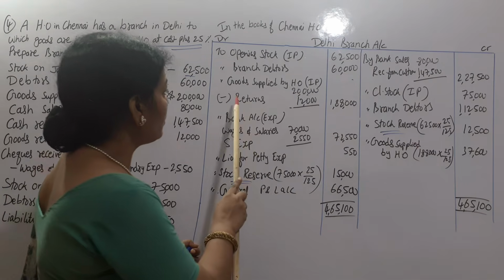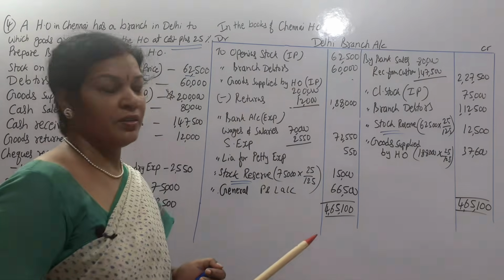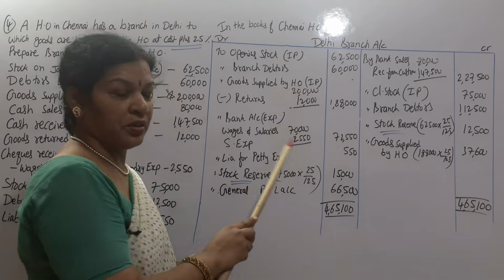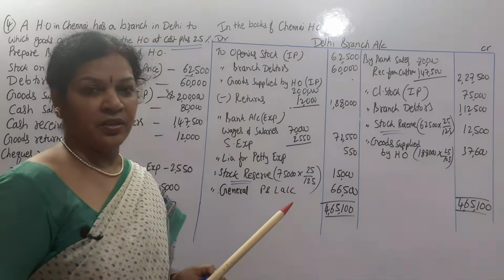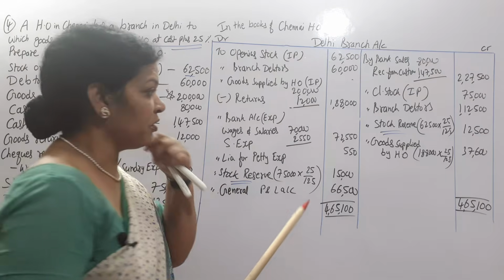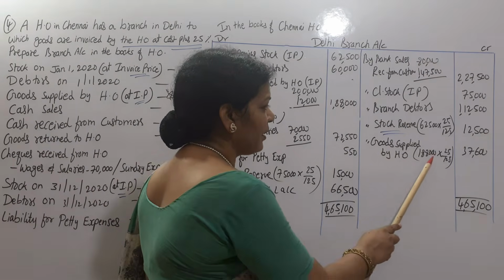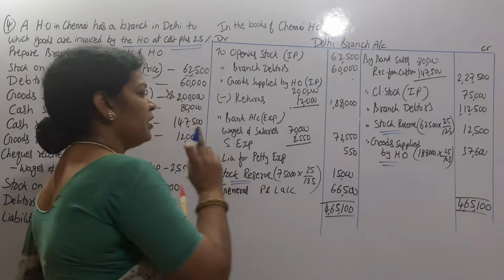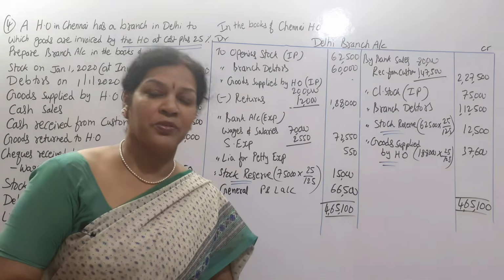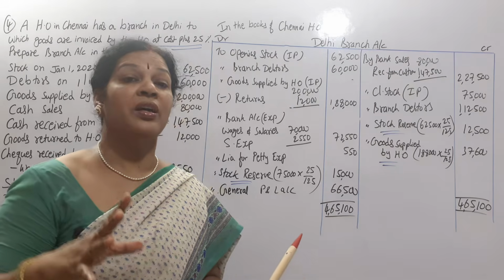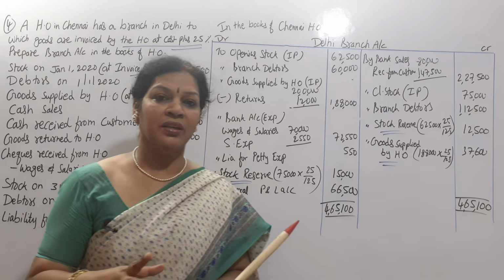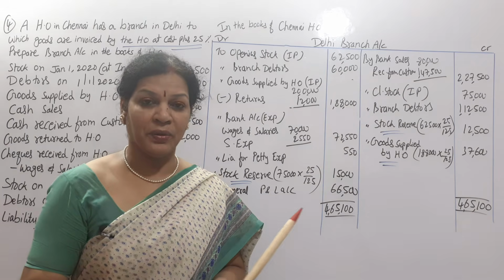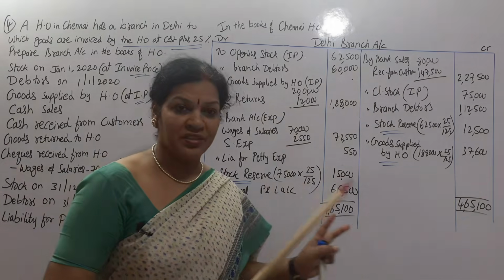In the same way, goods supplied by head office. So actual amount is, after deducting returns, 1,88,000 as per the invoice price. So we have to remove the extra invoice price. So that is why 1,88,000 into 25 by 125. 3 entries we have written on the opposite side to remove the extra amount, to know the accuracy of the profit or loss of the branch. So that is why we have to remember only these transactions.